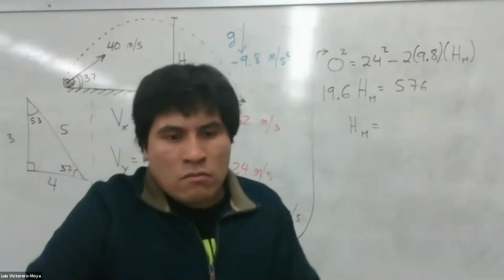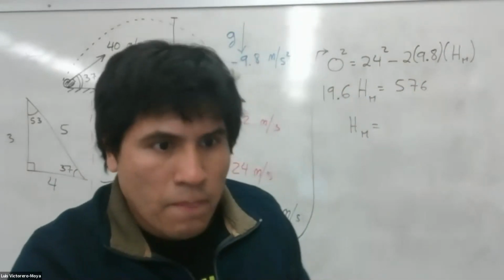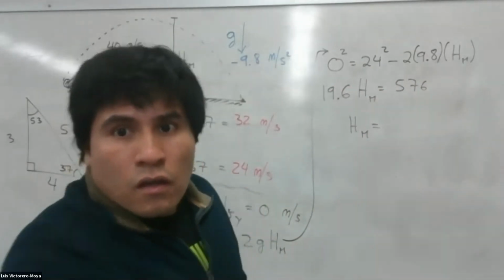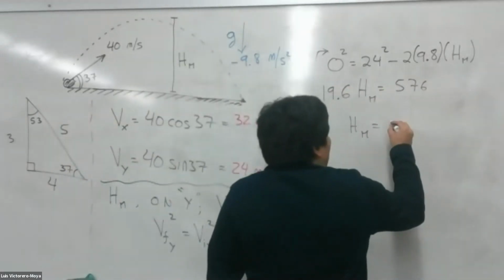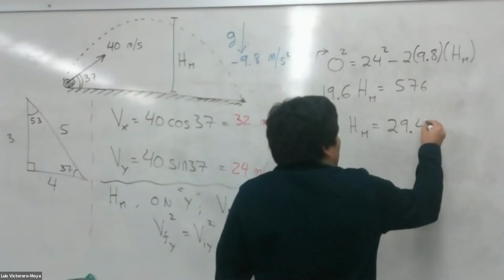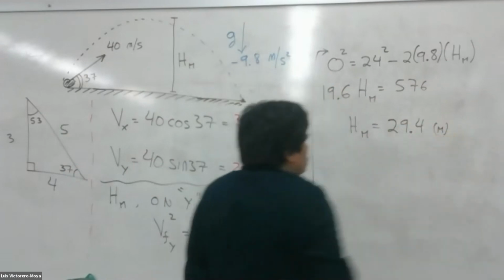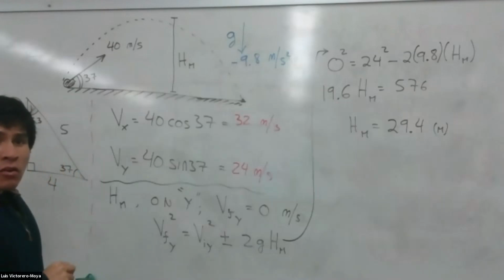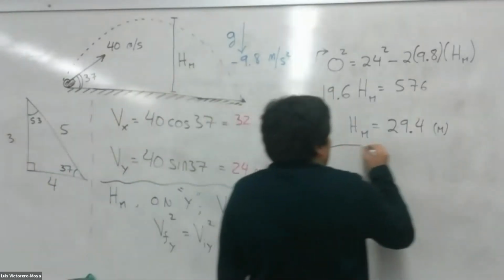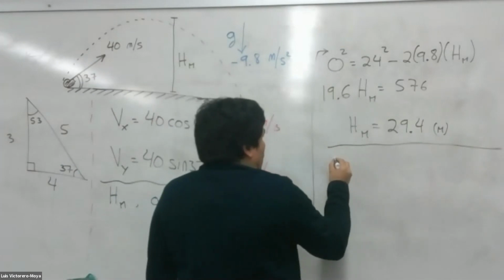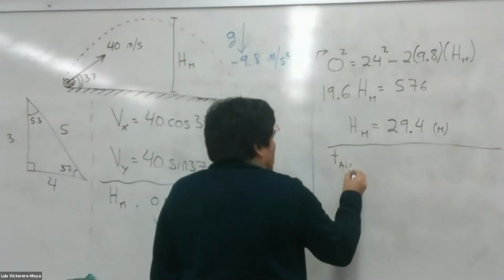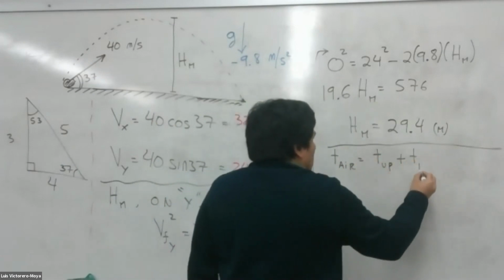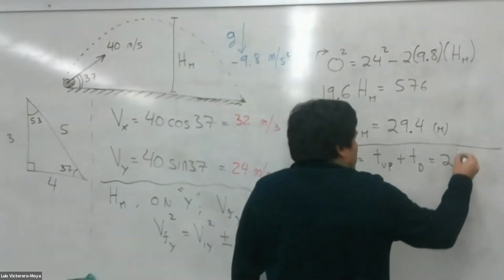All right, so now, well, calculator. 29.4 meters. What other thing can I find? That time it's on the air, in the air, sorry. So time in the air, which is equal to the time to go up plus the time to go down, or just twice the time to go up.